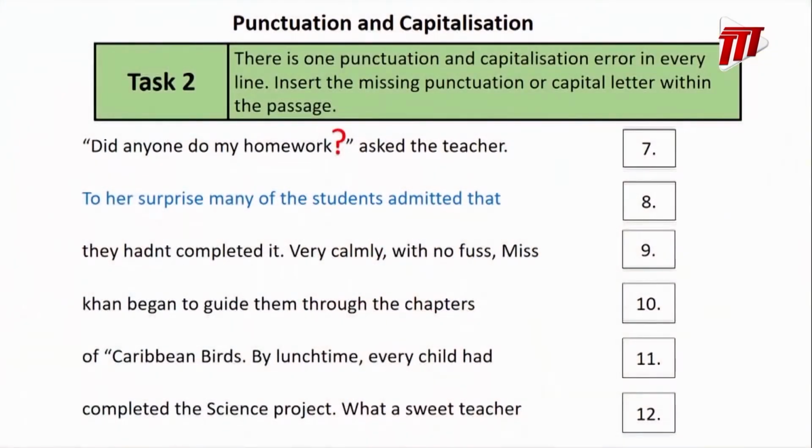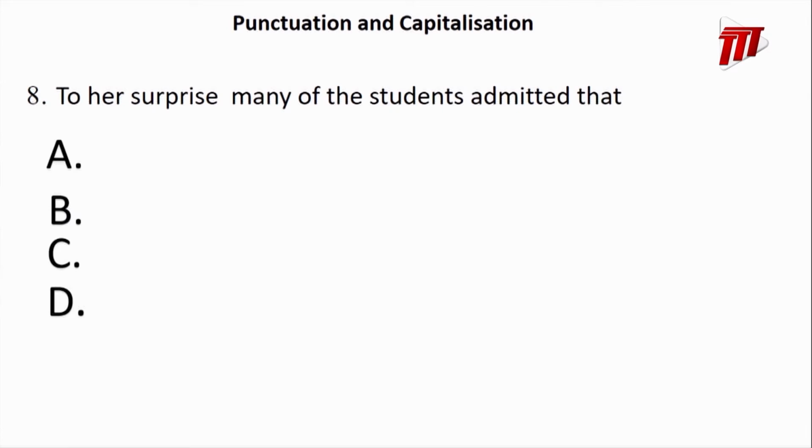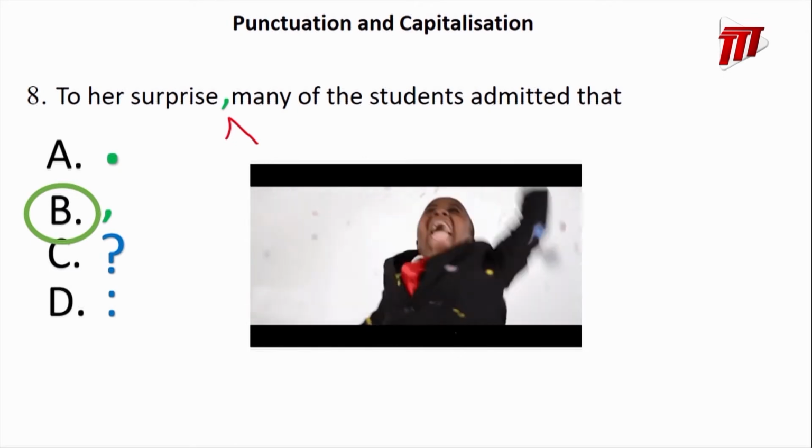Let's examine line number 8. To her surprise, many of the students admitted. Now, when you are reading it too, you'll realize that there's a pause. Where is the pause? After surprise. What pause mark is missing? Is it a colon? To her surprise, is that an independent clause? So right away, you know what kind of punctuation mark is missing because you're reading with understanding. It's not an independent clause. It needs just a comma. Yes. Congratulations. So we figured it out.